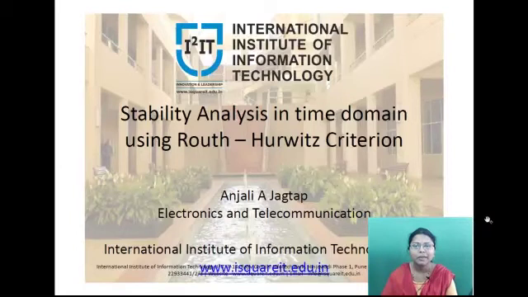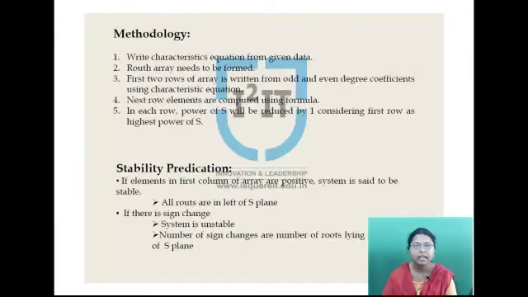Hello all, today we will see how to make stability analysis in time domain using Routh Hurwitz criteria. Initially, I have listed the methodology, the rule set which is to be followed for writing the Routh array and accordingly solve the numerical. And in the second half of the slide, the stability prediction criteria is defined. We will see methodology and stability prediction for the Routh Hurwitz criteria using numerical.